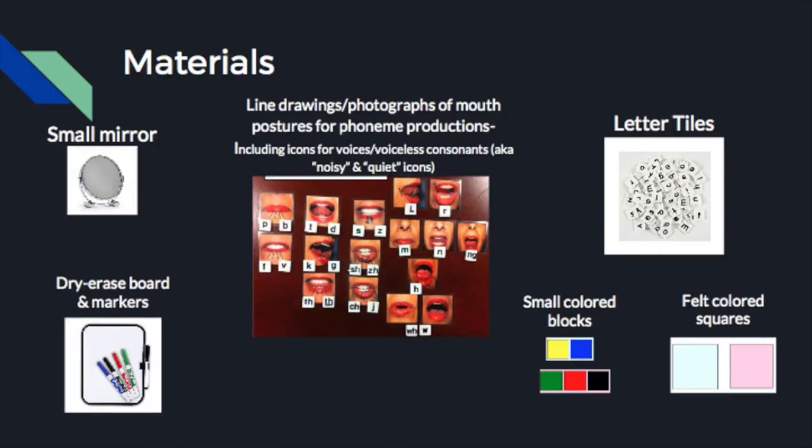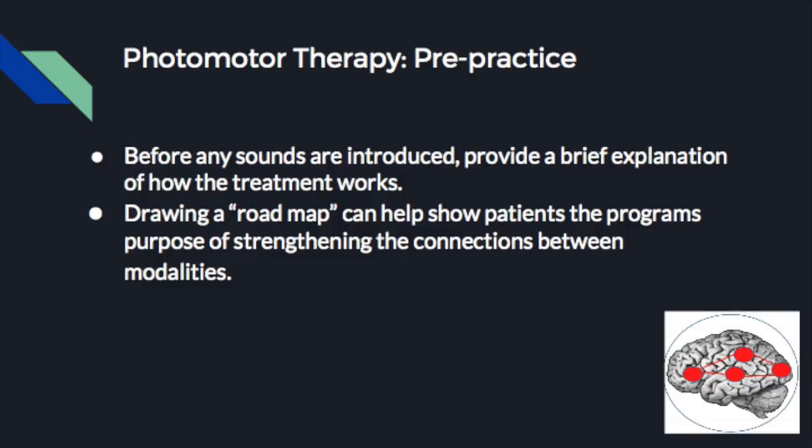The materials needed are going to be a small mirror. You're also going to need line drawings or photographs of mouth postures for phoneme productions, and this is going to include icons for voiced and voiceless consonants, which are also known as noisy and quiet icons, which will be explained later. You're going to need letter tiles. You're also going to need small colored blocks for phoneme separation and felt colored squares representing syllables, and also a dry erase board and markers.